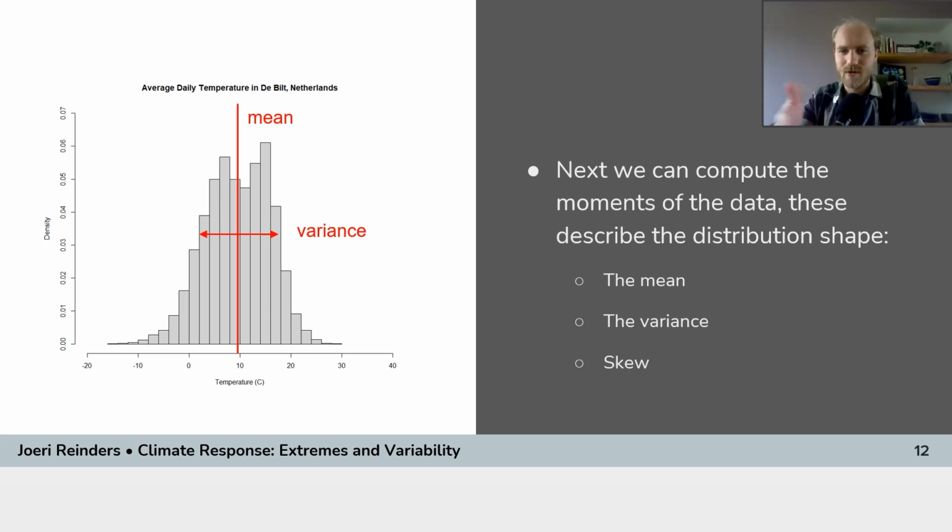The mean here, for example, if we look at the data, was indeed around 10 degrees Celsius, whereas the variance tells you how fast the values around it spread. So if the variance is very low, most of the values are around the mean. The opposite is also true.